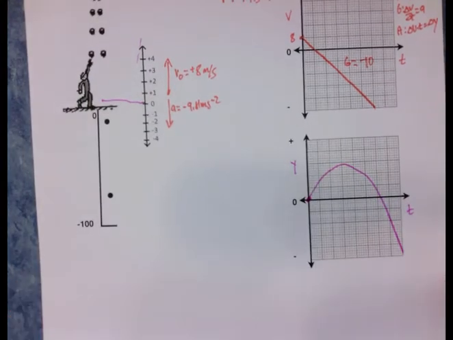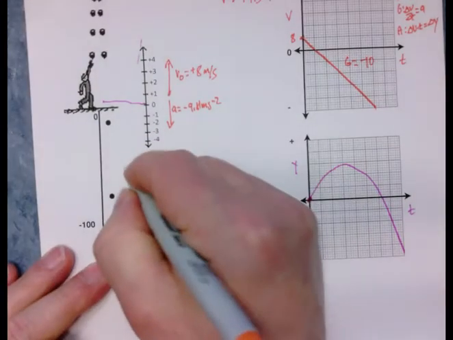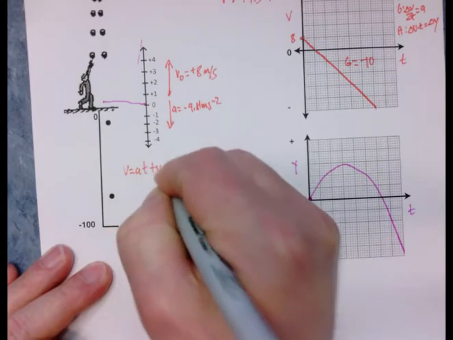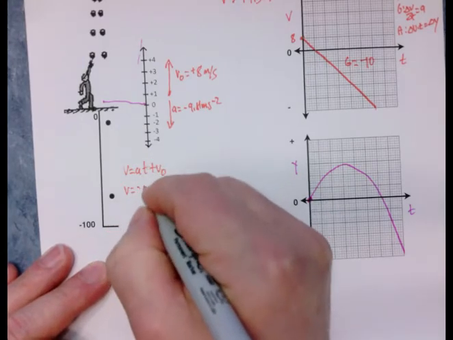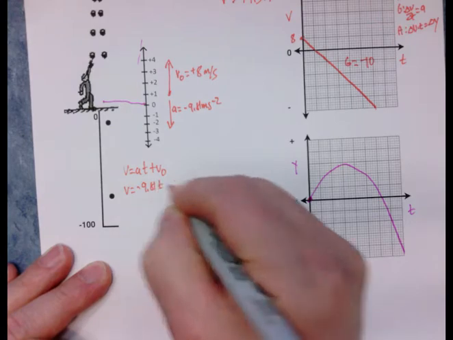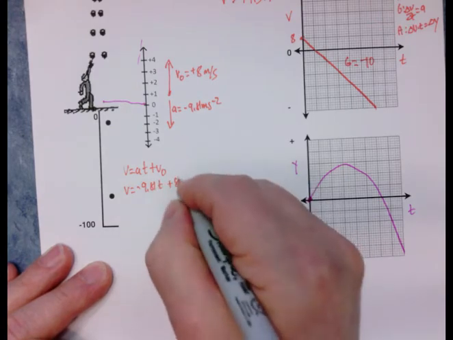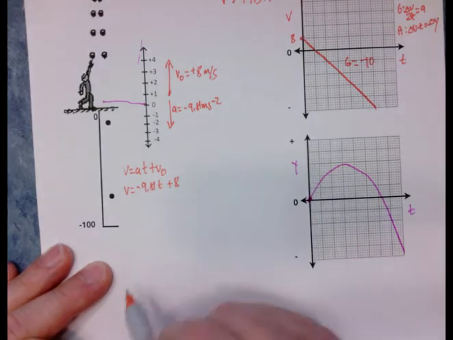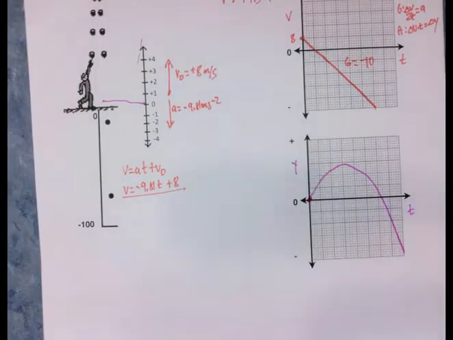So now let us write our models. V equals AT plus V0. Acceleration, negative 9.81 t, and the initial velocity is plus 8. Remember in the last case it was minus 8. So there is our model.